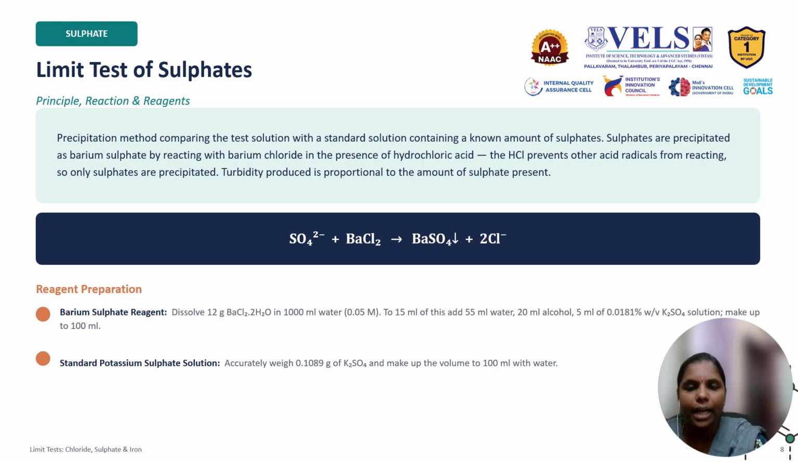Here we will add hydrochloric acid. The hydrochloric acid is added to prevent other acid radicals from precipitating, and alcohol is added. Why we are adding alcohol is to increase the sensitivity of the test. Again, here also the same condition: the greater turbidity indicates the greater sulfate content.